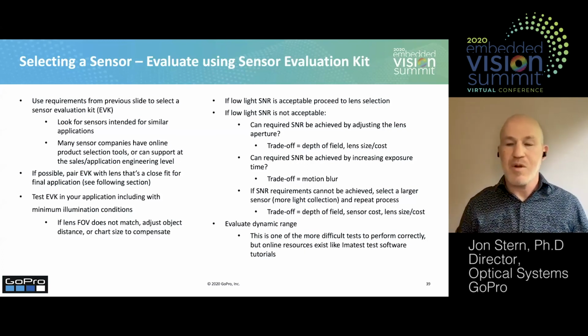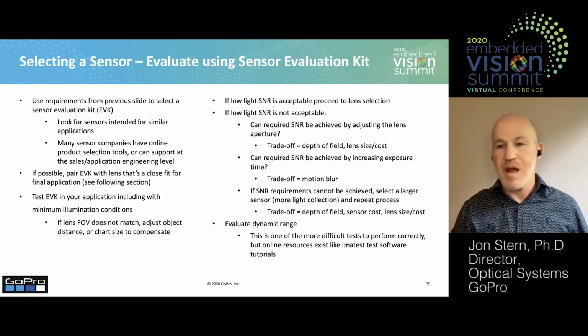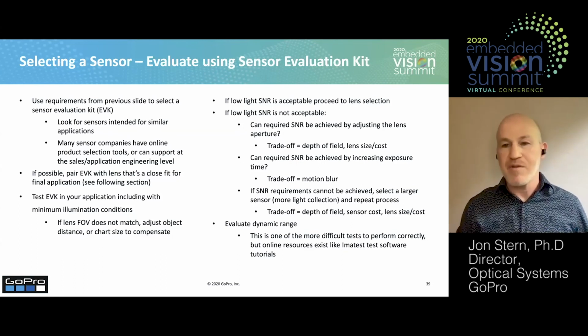So if you go to a larger aperture, lower F number, the trade-off there to pay attention to is depth of field, and a lower F number lens will generally be larger in size and have a higher cost. Can you achieve the required SNR by holding the F number constant, but increasing the exposure time? The trade-off there may be motion blur.